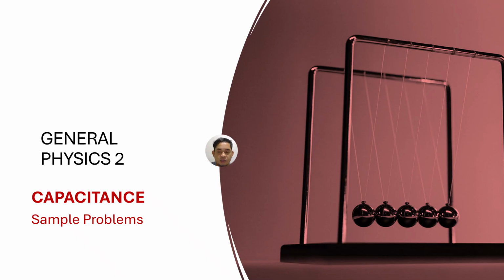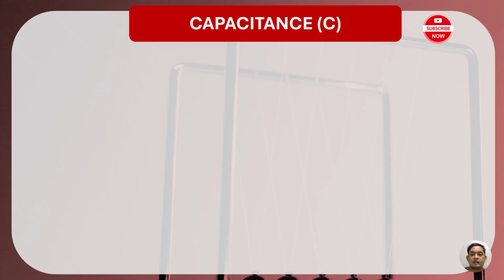We'll be solving problems related to capacitance. The symbol that we will be using to represent the variable capacitance is capital C. Don't confuse it with the symbol for our unit, coulombs, because coulomb is a unit for charge, and capacitance, or capital C, is used as a variable.